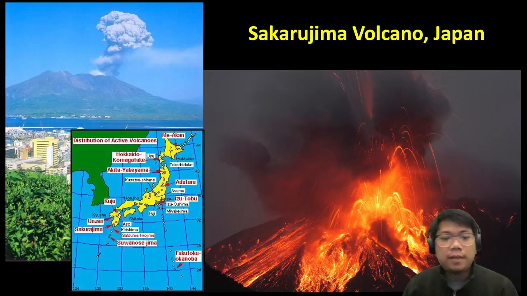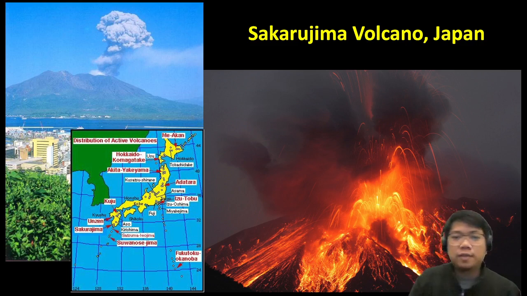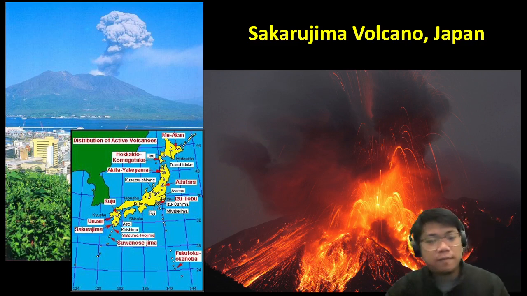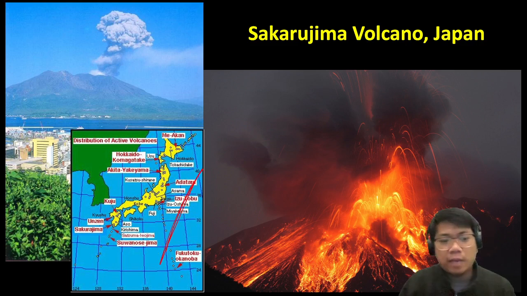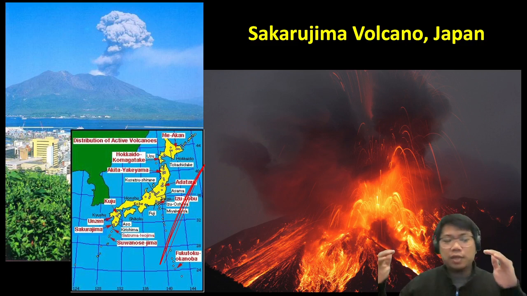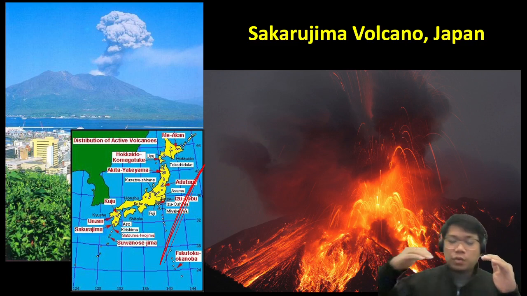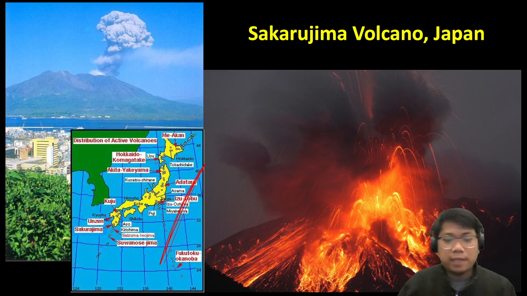All right, this is another view of a stratovolcano in Japan, called Sakurajima volcano. And as you can see here, we have plenty of volcanoes in Japan. The reason for that is that right towards the eastern side of Japan, we have a major subduction zone where the Pacific plate goes underneath the Asian plate.